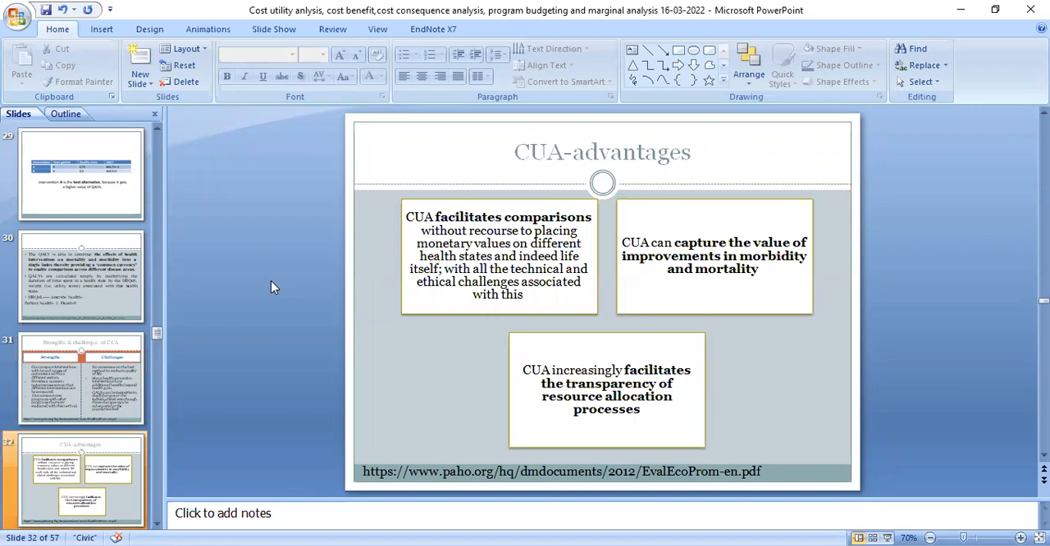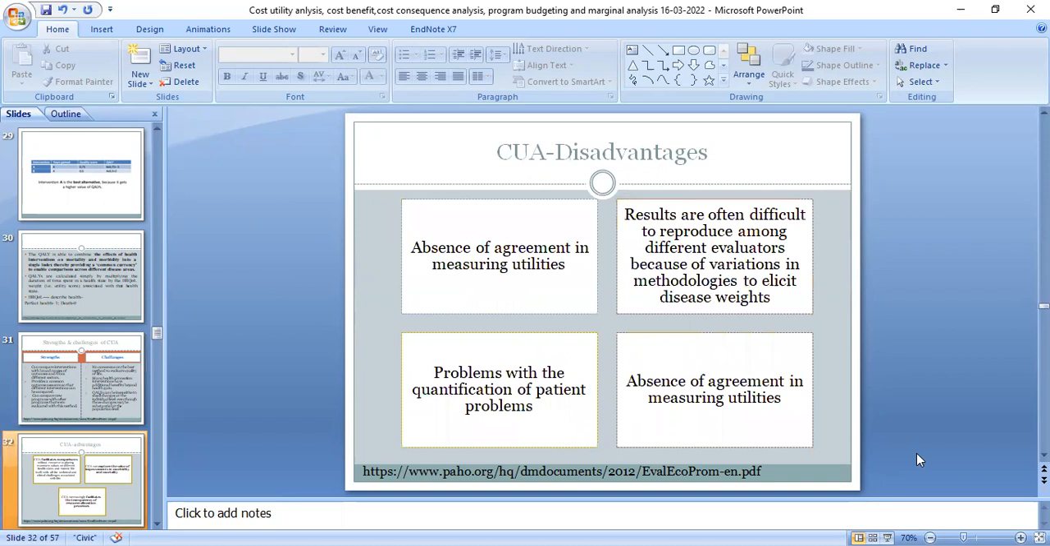Now, the advantages. Cost utility analysis facilitates comparisons without resorting to placing monetary values on different health states and indeed life itself, with all the technical and ethical challenges associated with this. Cost utility analysis can capture the value of improvements in morbidity and mortality. Cost utility analysis increasingly facilitates the transparency of resource allocation processes.